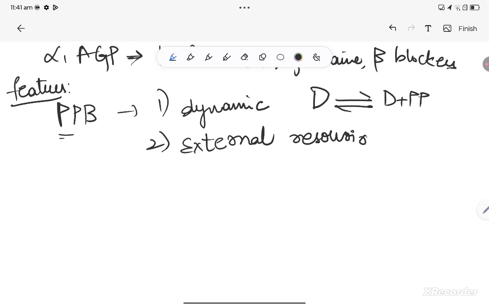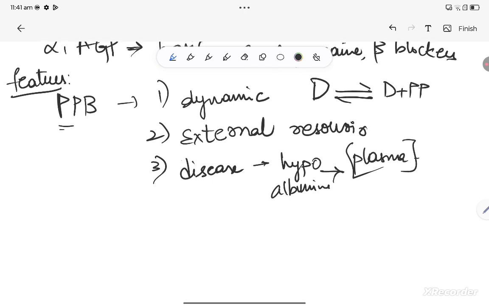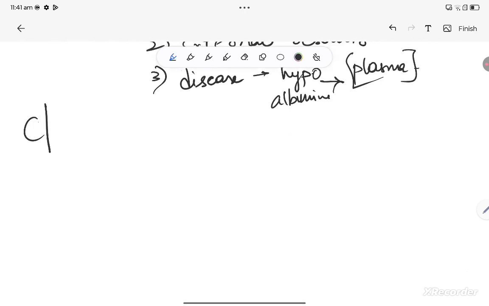And even a small change matters. Let us say the patient has hypoalbuminemia, in certain diseased conditions like where there is hypoalbuminemia, your plasma concentration of the drug varies significantly. Clear? These are most important. Now, why are we learning this? Why are we learning the clinical significance?